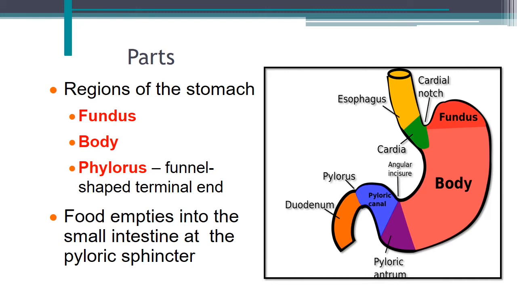Pylorus is funnel shaped and it is the terminal end. Food empties into the small intestine at the pyloric sphincter. Okay. So these are the three parts.